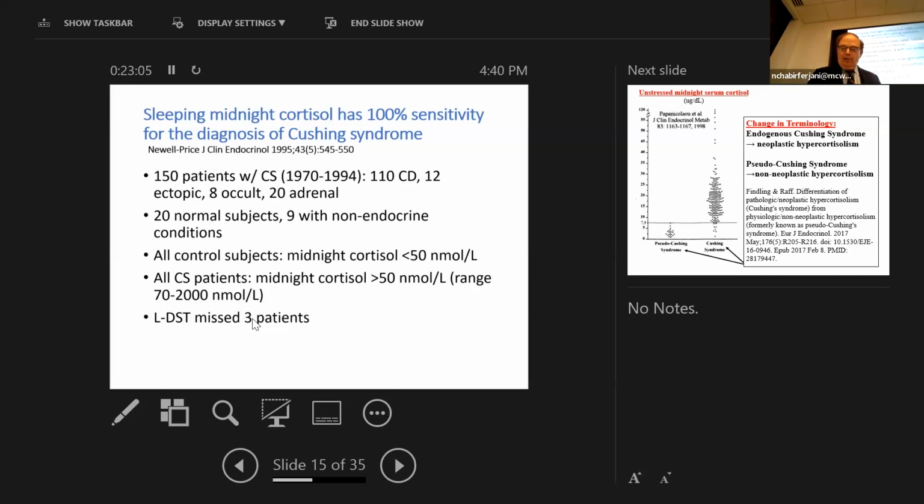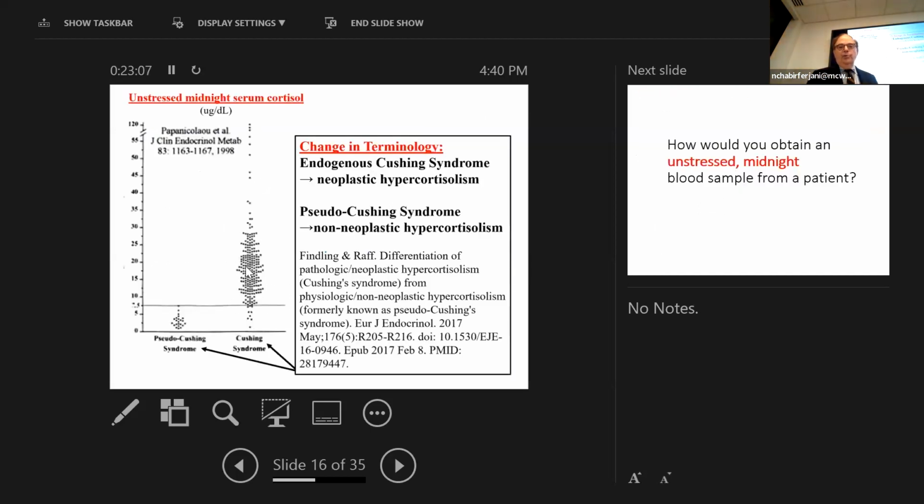Then another study, which came again from the NIH, looked at the same thing and showed unstressed midnight serum cortisol, and showed the same thing: patients who had Cushing syndrome tended to have much higher levels than patients with a condition which they call pseudo-Cushing syndrome. We have never embraced this term pseudo-Cushing's. I guess these are people who have clinical Cushing's, may have high cortisol, but for some other reason, like alcohol, renal failure, severe major depression.